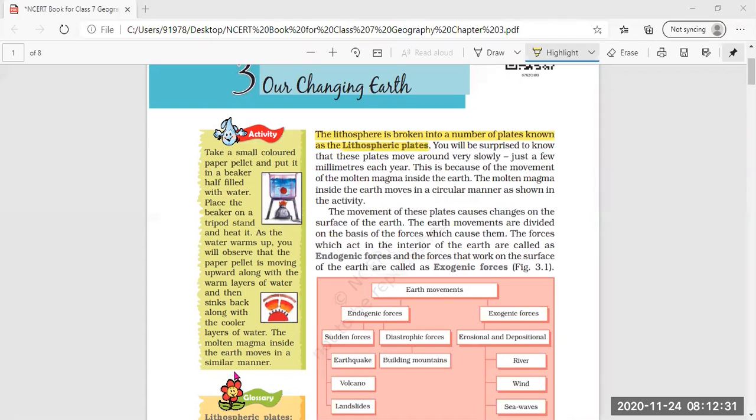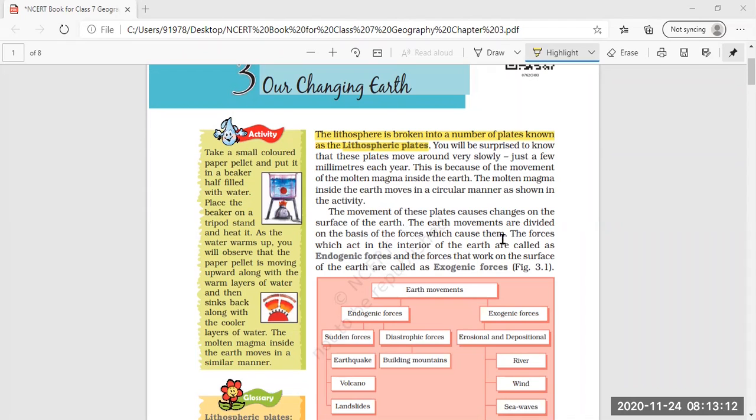The molten magma inside the earth moves in a similar manner. When the molten magma is not too hot, then the plates settle down. But when it is too hot, the plates move upside. So that is the way molten magma makes the lithospheric plates move. The movement of these plates causes changes on the surface of the earth.